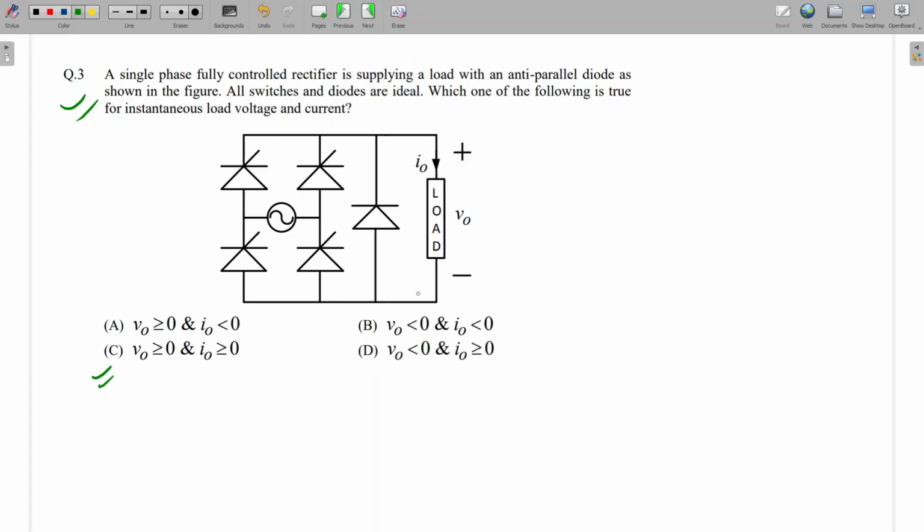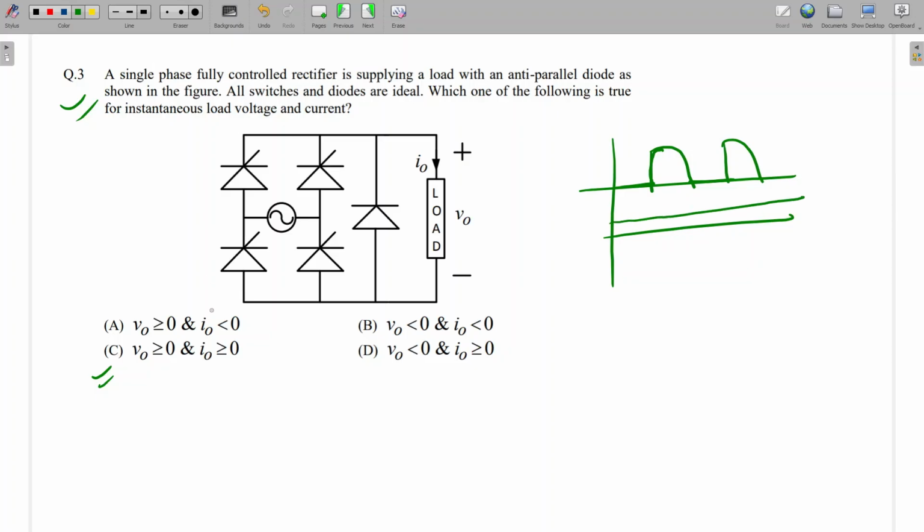Output voltage will always be greater than or equal to 0. Yes, the voltage waveform will be like this. So this will be greater than or equal to 0, and output current will be greater than or equal to 0. It looks correct, since some current will be there. Even if the output current is 0, this is the only option. Output current cannot be less than 0, and voltage cannot be less than 0. So this is the only correct option. Is it clear to all? Yes, sir.